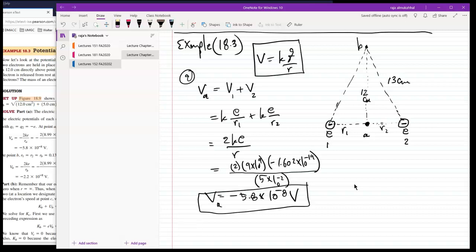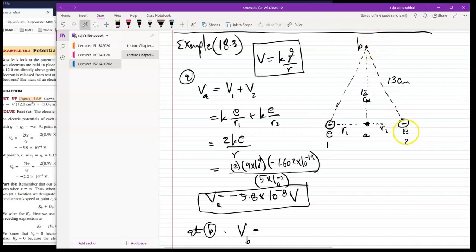Sorry, at B. I wanted to write V at B. And that's equal to, same thing. The only difference is that here is the point B: the potential due to electron 1 at B, and the potential due to electron 2 at B.